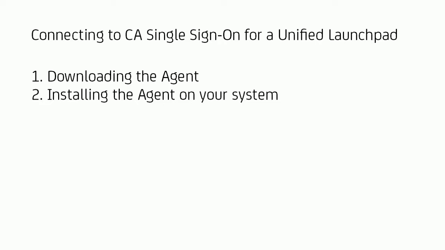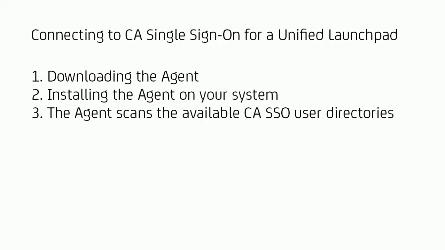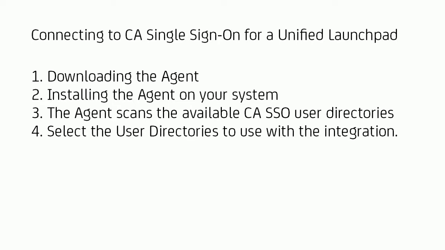Connecting to CA Single Sign-On for a unified launchpad involves downloading the CA Identity Service agent and then installing the agent on your system. Once installed, CA Identity Service scans the available CA SSO user directories. You then select the user directories to use with this integration. Finally, you schedule the daily time to synchronize your Launchpad apps in the CA SSO data.